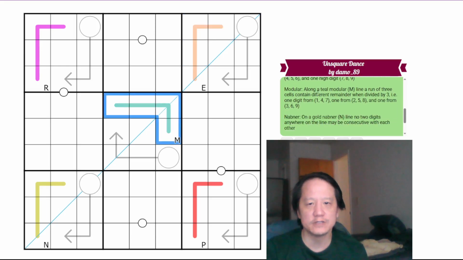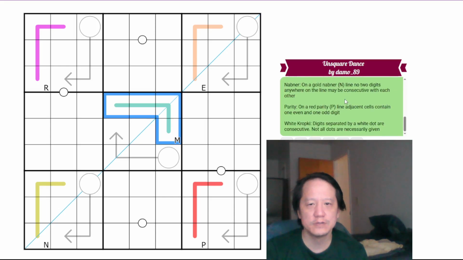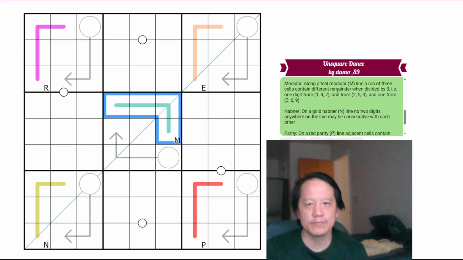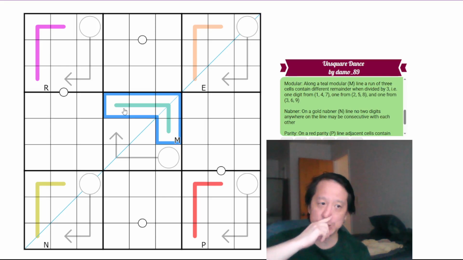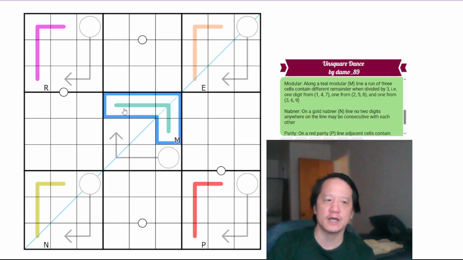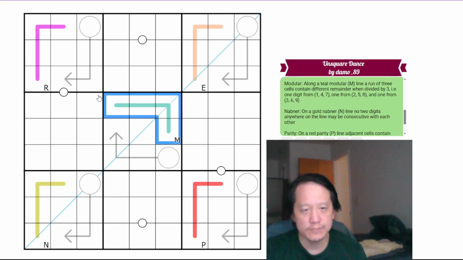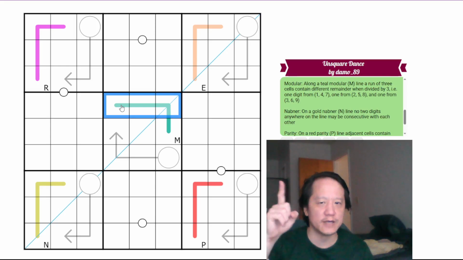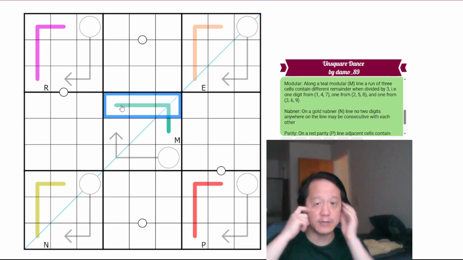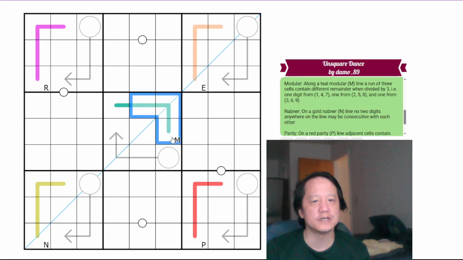Same for the modular lines. Along the teal modular M lines, a run of 3 cells contains different remainders when divided by 3. That is 1 digit from 147, which is 1 mod 3, 1 from 258, which is 2 mod 3, and 1 from 369, which is 0 mod 3. So along this stretch of 3 cells, you have to have 1 from the set 1, 4, and 7, 1 from 2, 5, and 8, and 1 from 3, 6, and 9. Same with this set of 3 digits for the modular line.